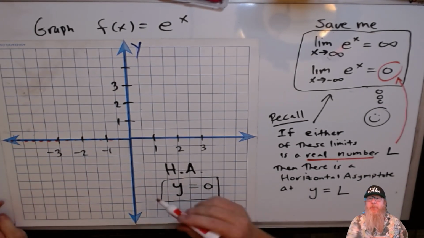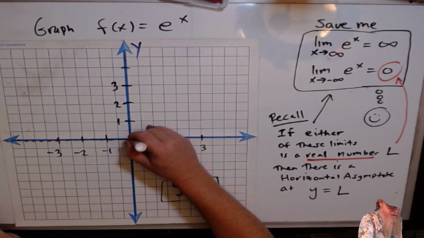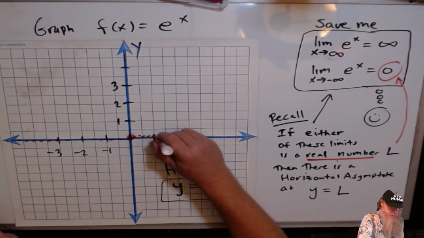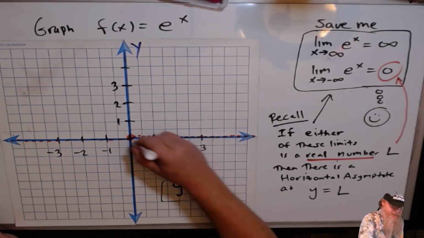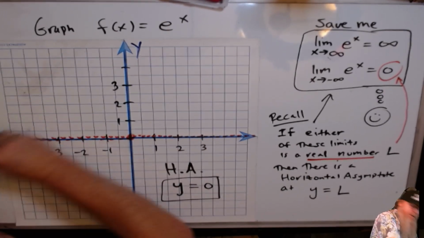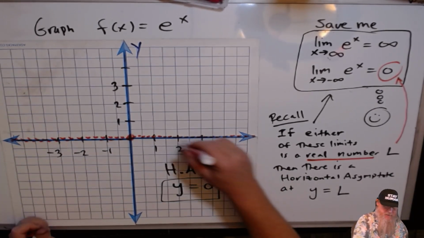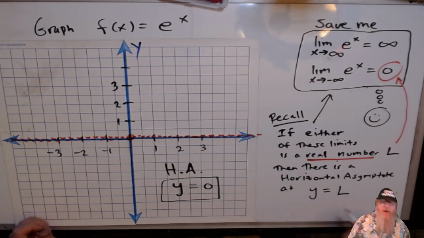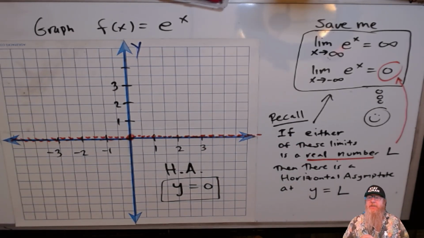All right, so when you graph this, you're going to click right here on the origin, and that's going to place the asymptote right on the axis. So that's your horizontal asymptote, y equals 0. So do that first.